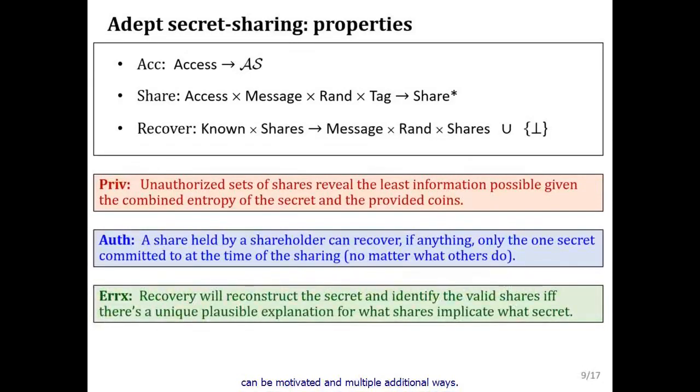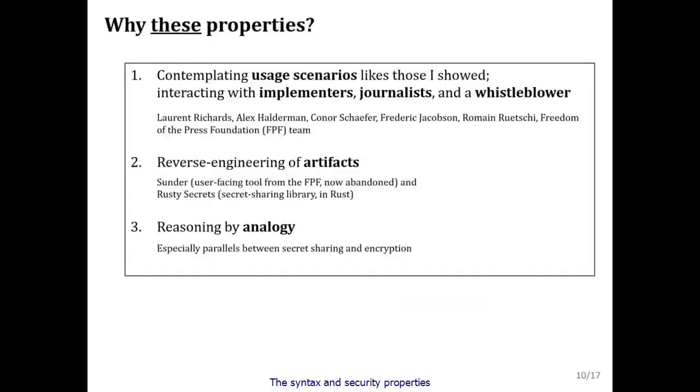although each property can be motivated in multiple additional ways. The syntax and security properties I've sketched didn't arise in a vacuum. Rather, we contemplated usage scenarios like those I discussed at the beginning of today's talk, and we interacted with implementers, journalists, and a whistleblower about what they wanted in a secret sharing scheme. We reverse engineered a couple of artifacts. In particular, we looked at Sunder, the user-facing tool from the Freedom of the Press Foundation, and we looked at Rusty Secrets, the cryptographic library that Sunder was based on.